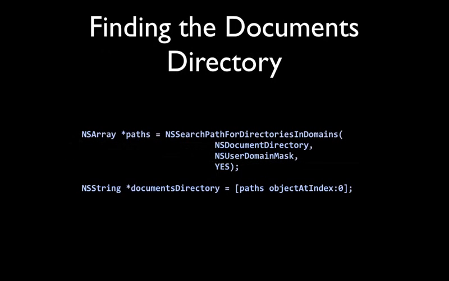Then for our destination directory, we'll actually need to find the documents directory for your app. And to do this, it's a little bit confusing, but this is the traditional way of doing it. You call NSSearchPathForDirectoriesInDomains, pass in the flag NSDocumentDirectory and NSUserDomainMask, and that will return an array of paths, and your documents directory will be the first object in that folder. So I like to make this a helper method so that I don't actually have to write this code too often.